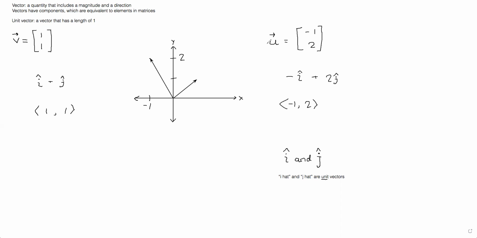Some people will use u first and then v. For some reason, I'm used to doing it this way. Not sure why, but it doesn't make that much of a difference. So now that we have our two vectors defined, let's see if we can do some vector addition real quick.